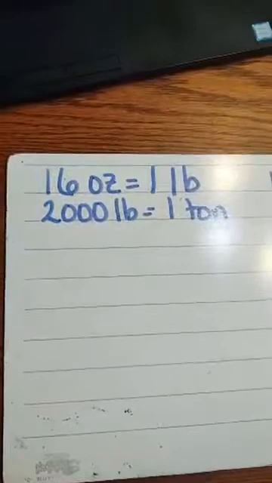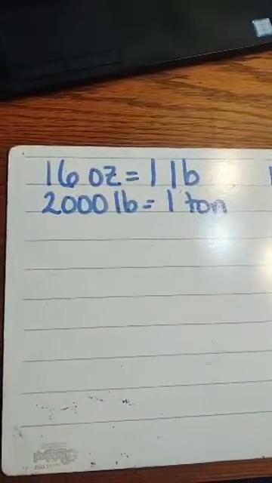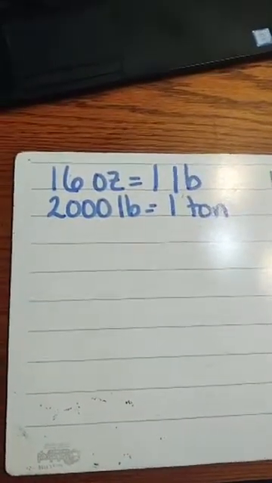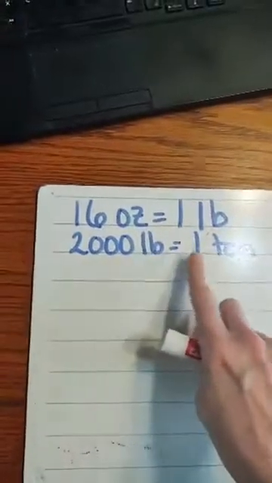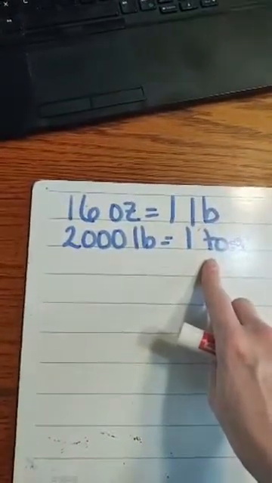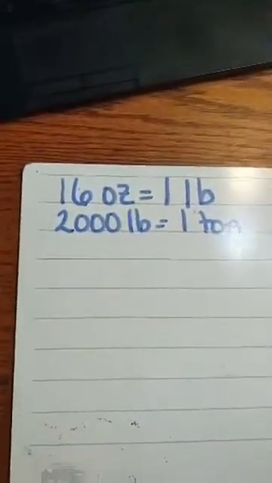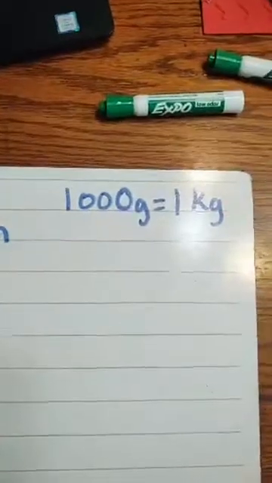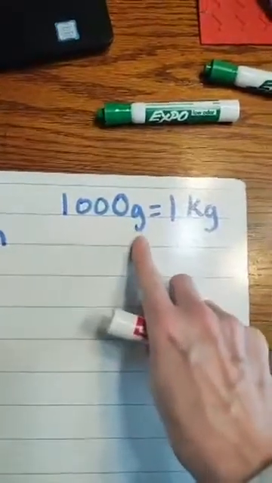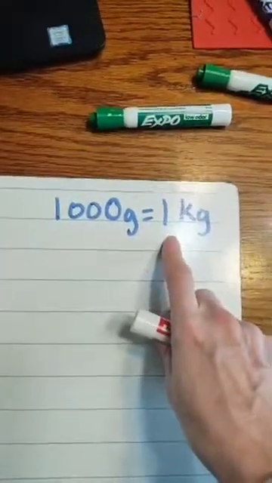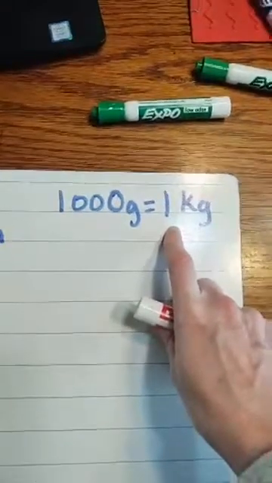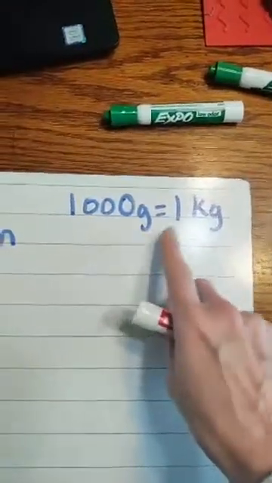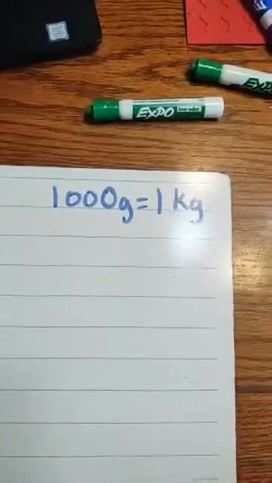So if I pick up, and it'd probably be a pretty big pickup, weighs 4,000 pounds, that would be 2 tons, okay, because there's two sets of 2,000 in there. Okay, so then we can go over here, and with our mass, 1,000 grams is 1 kilogram. So if I have a 5,000 gram object, I have a 5 kilogram object.